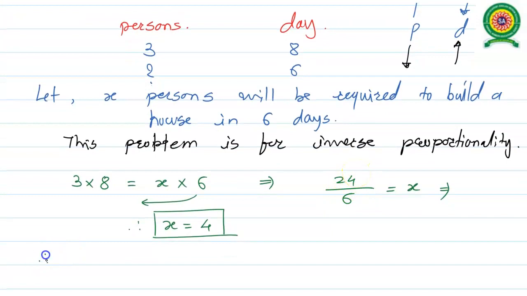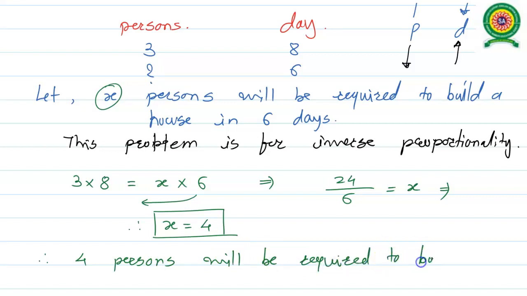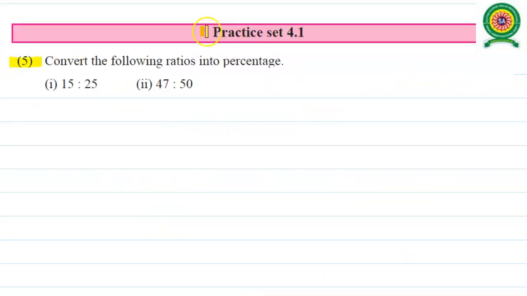Therefore, in case of a word problem, our answer must be in word form. Keep in mind, x should be replaced by its value 4, so 4 persons will be required to build a house in how many days? 6 days. Now look at question number 5 from practice set 4.1. Convert the following ratios into percentages.